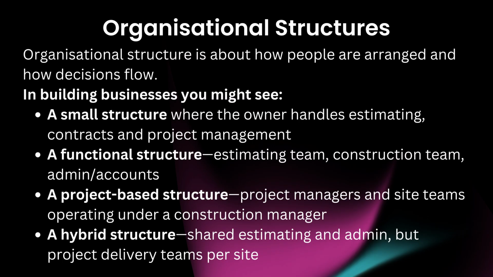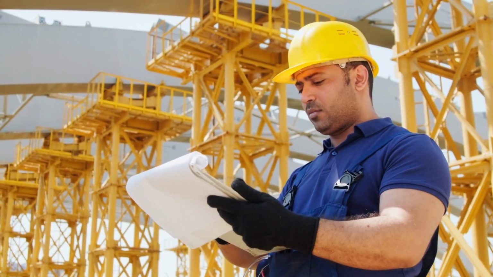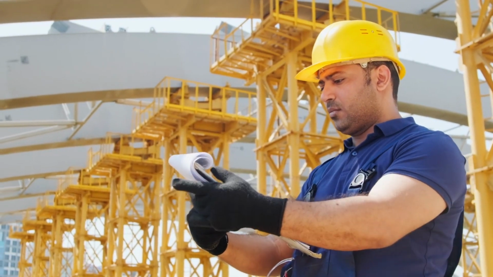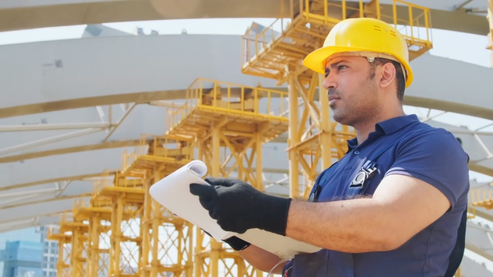In your business plan, SOPs support operational reliability and scalability as the business grows. Organizational structures. Organizational structure is about how people are arranged and how decisions flow. In building businesses, you might see a small structure where the owner handles estimating, contracts and project management, a functional structure: estimating team, construction team, admin, accounts, a project-based structure: project managers and site teams operating under a construction manager, a hybrid structure: shared estimating and admin, but project delivery teams per site. Your structure should match your business plan goals.